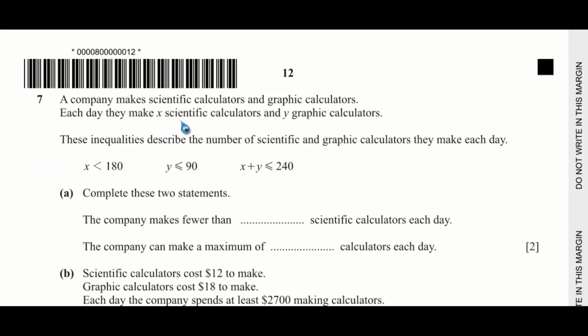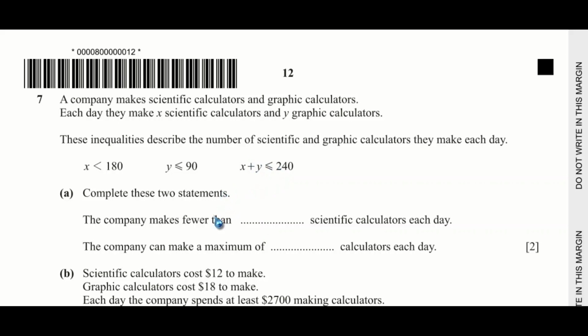A company makes scientific calculators and graphic calculators. So each day they make x scientific calculators and y graphic calculators. So these inequalities describe the number of scientific and graphic calculators they make each day. x is less than 180, y is less than or equal to 90, and x plus y, that is the sum of the calculators, is less than or equal to 240.